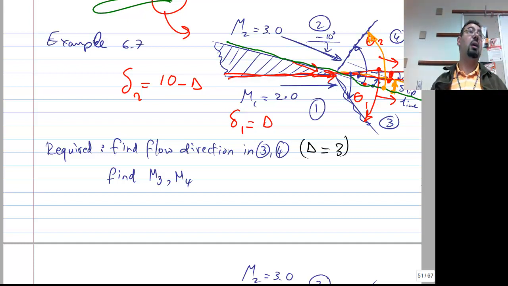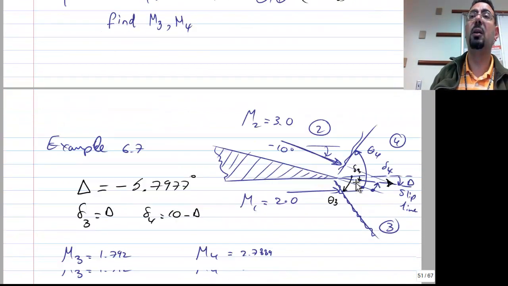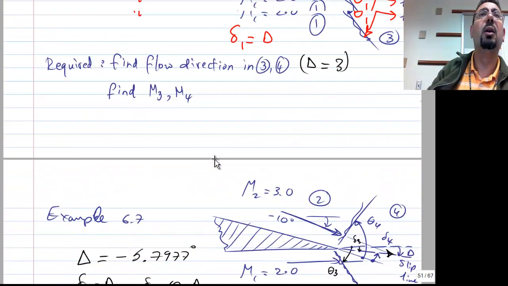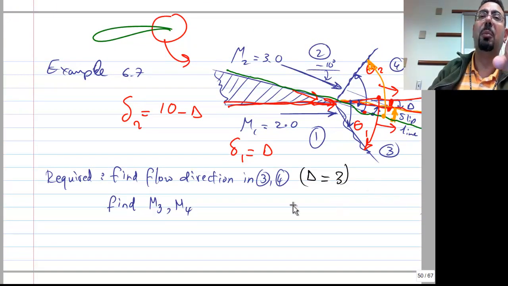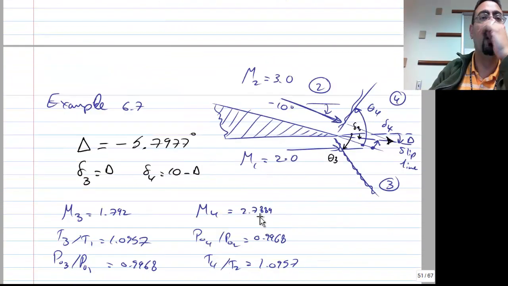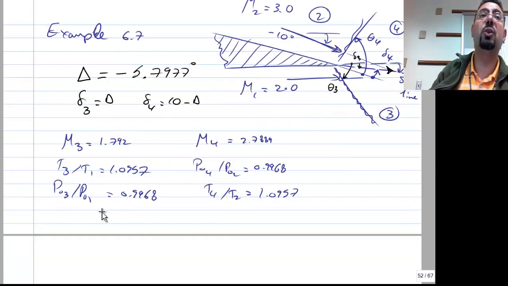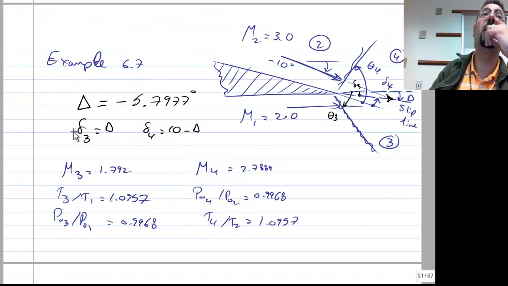Again, this is really the hardest part. If you don't get it straightforwardly, just keep thinking about it. So here is the solution. What was required? Find the flow direction between the two of them and find M3 and M4. You have to assume delta until you get the same pressure on both sides. It turned out by trial and error to be minus 5, and therefore this delta 3 and delta 4 give the same pressure on both sides. Okay, questions?